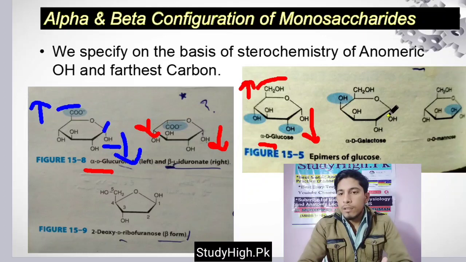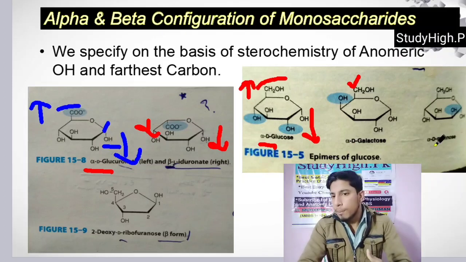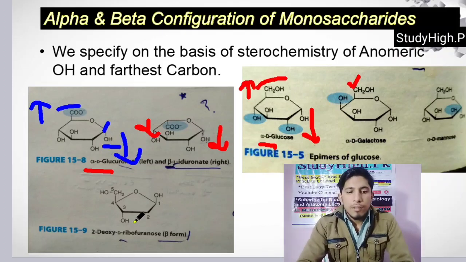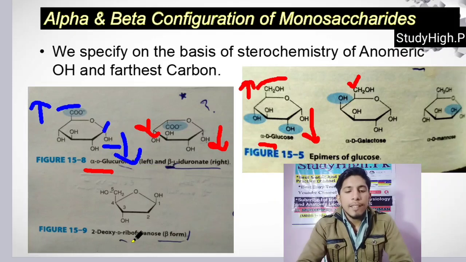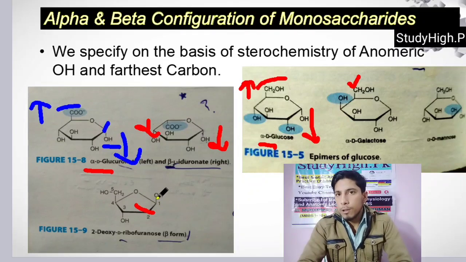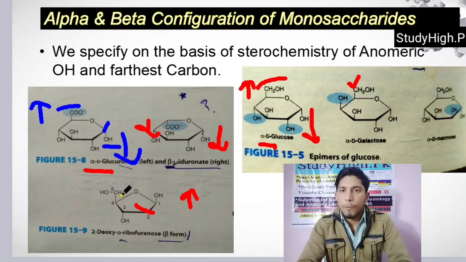Similarly, in galactose, this hydroxyl group is projected downward. This is carbon number 6 that is projected upward. Both are in trans form. That's why we say it is alpha D galactose, alpha D mannose. Similarly, this is 2-deoxy D-ribofuranose, beta form. In this, it is carbon number 1 in which the hydroxyl group is projected upward, whereas the carbon that is furthest away from this carbon 1 is carbon number 5.